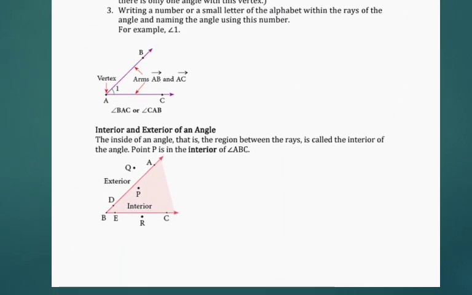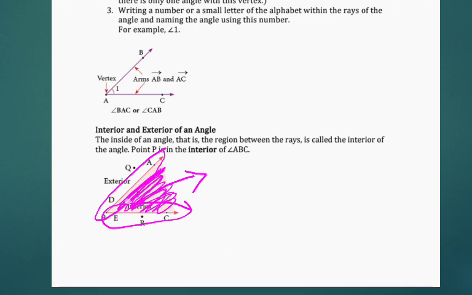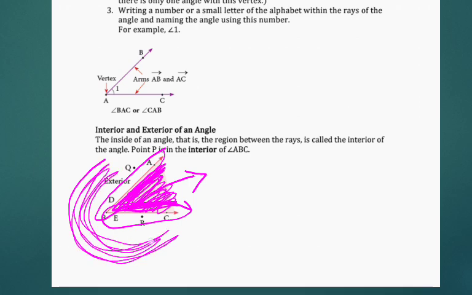Next, in an angle there are two regions: the interior and the exterior of an angle. What do you mean by the interior of an angle? The inside of an angle, that is the region between the two rays. Here one ray, here one ray. So in this portion, right? This portion is called the interior of these two rays. And the rest of the portion outside the two rays is called the exterior, right?